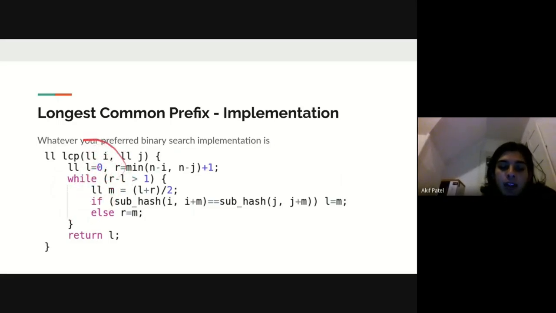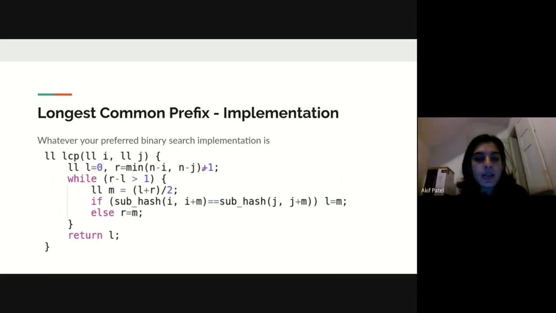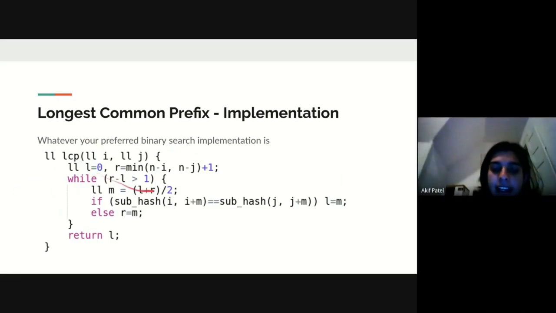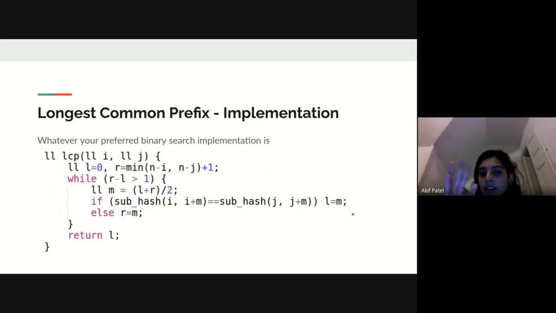So zero always works, and this one will never work. The length of the smallest suffix plus one. You can never have L be that big. So we're binary searching between those values. If at your current value, the two substring hashes are equal, then that one works, and so you move L in. Otherwise, you move R in. And then you return L because that's the biggest one that still works. Yeah. Any questions?